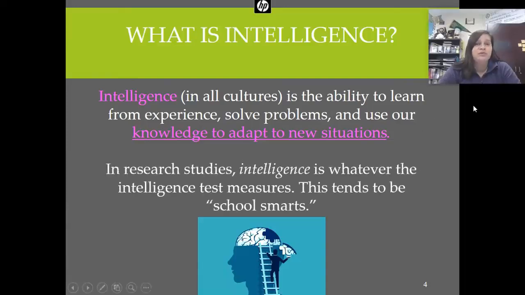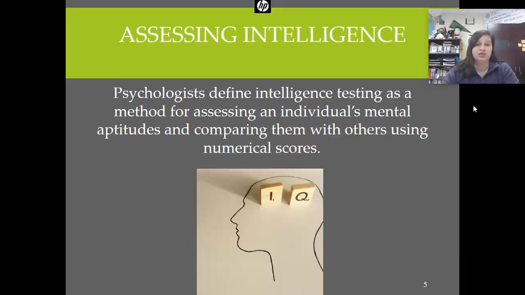But when we're talking about research and in school, intelligence is basically whatever the intelligence test measures, and that tends to be school smarts. When we're assessing intelligence, psychologists define intelligence testing as a method for assessing individual aptitudes and comparing them with numerical scores. So we got to find a way to get your intelligence into a number.